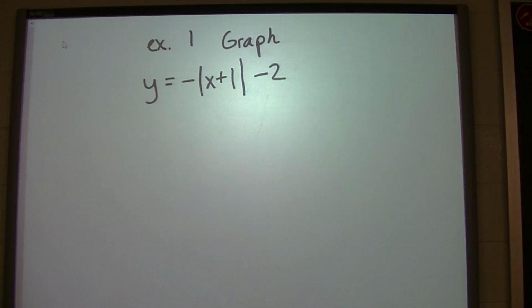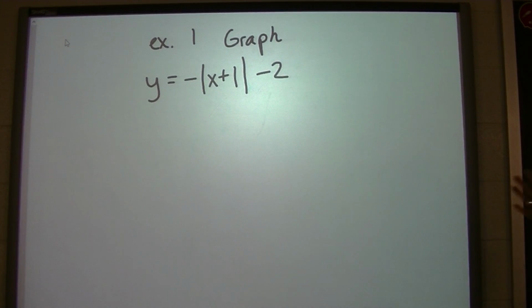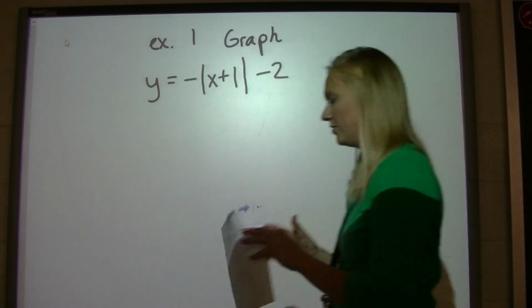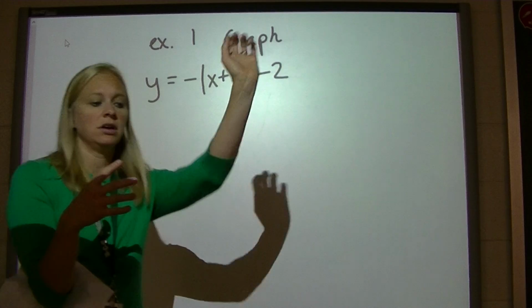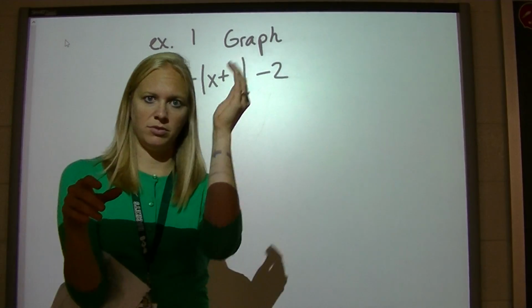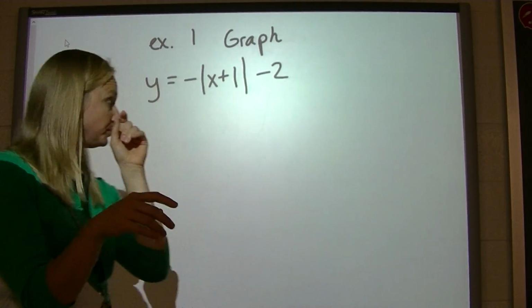Okay, this wants us to graph an absolute value function. Now, you can always revert back to picking values for x, plugging them in, and figuring out what the y value is. But the thing about absolute value functions, if you haven't already, is that you can graph these on your graphing calculators. You just have to go to math and numbers, absolute value, which I think is 1.